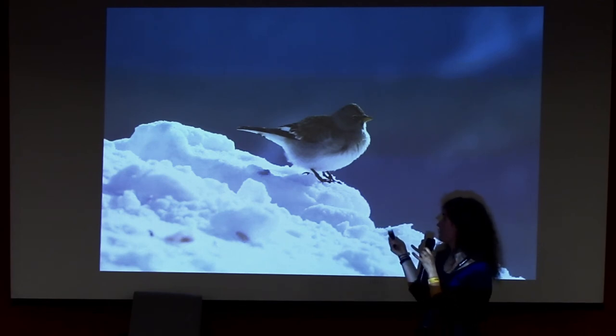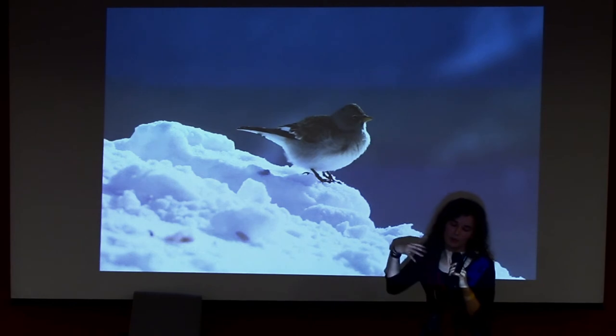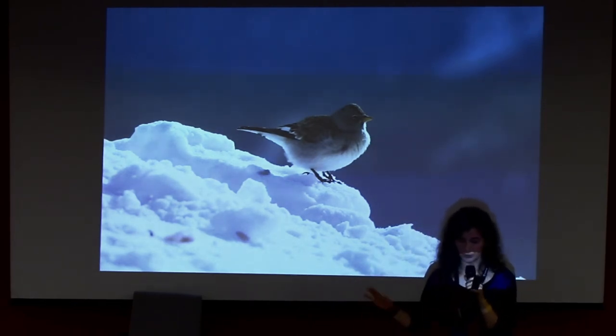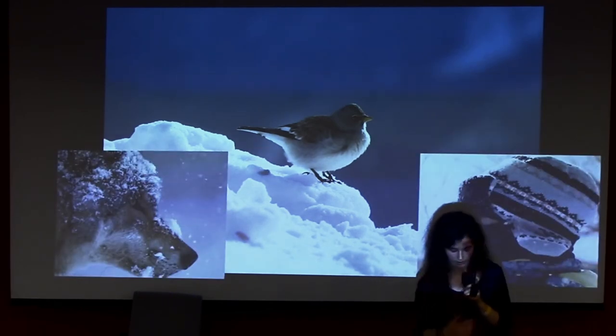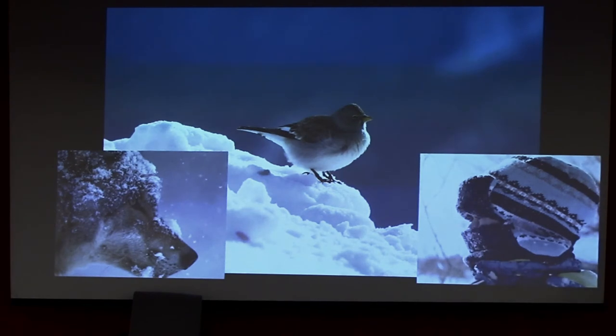So birds have feathers to trap air close to the body to keep themselves warm. And the other possible solutions that are found on land are fur, and humans also use clothing.